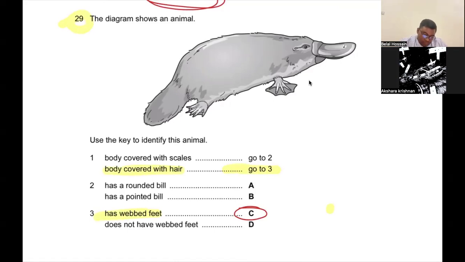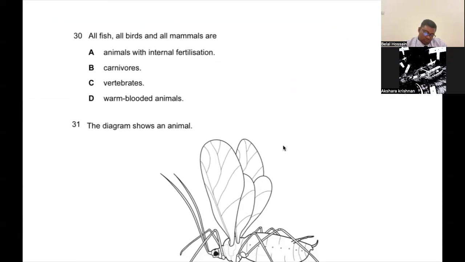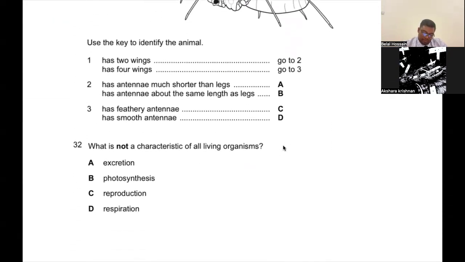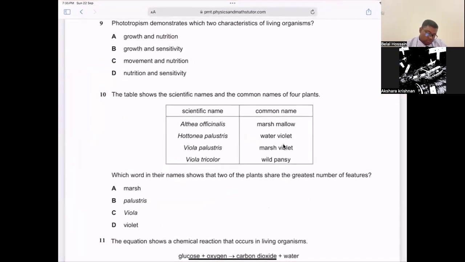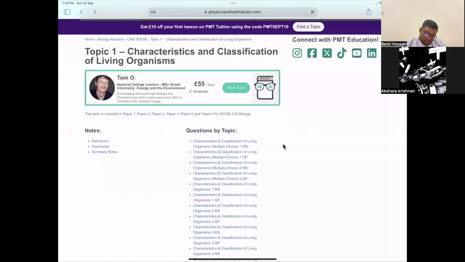There are many more questions here. Do you want to do some structured questions, or would you prefer MCQ as a practice for now? It's up to you to decide. We could do some structured, because I think the test is going to be structured. There's going to be MCQ and structured.